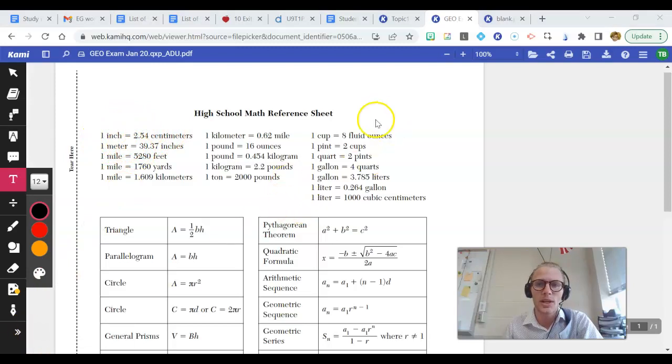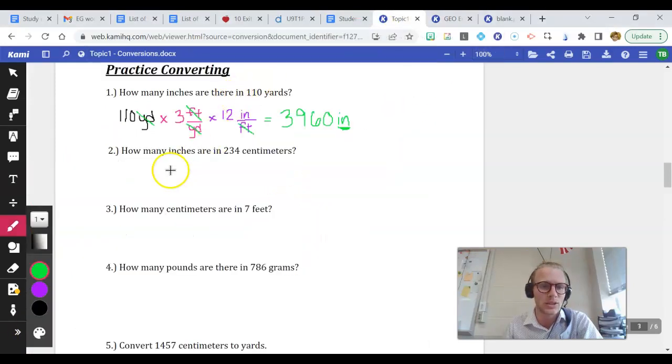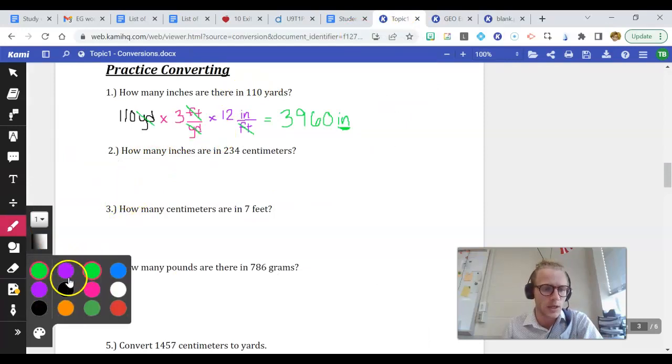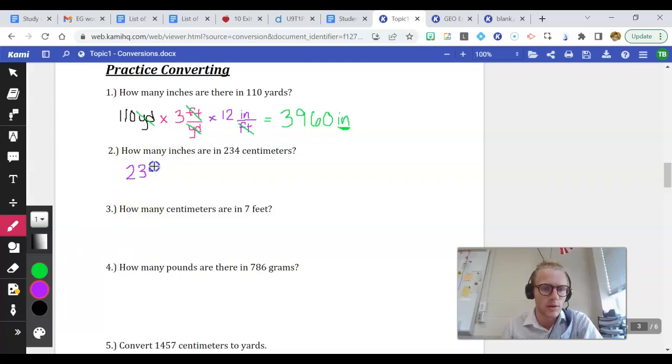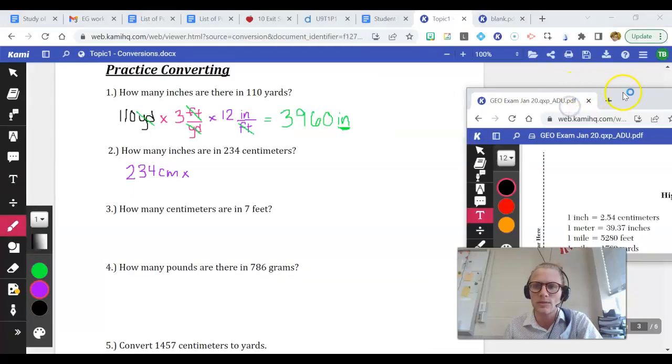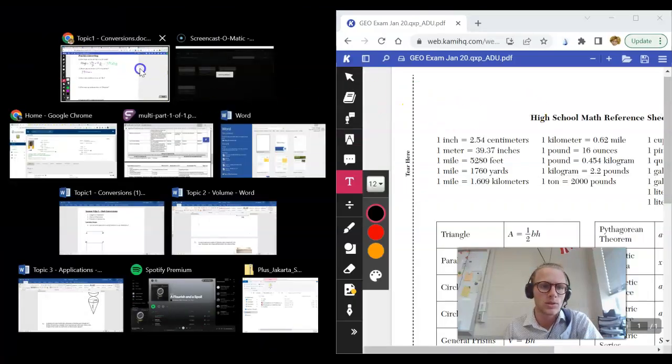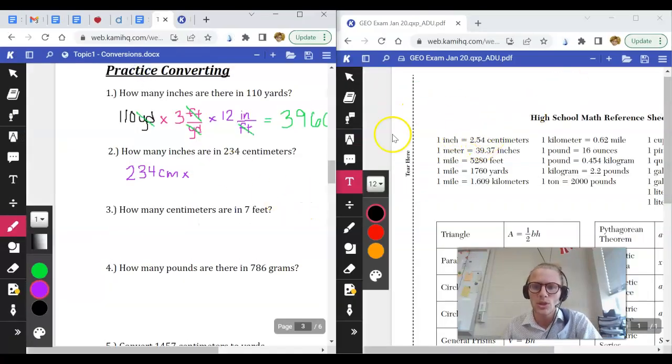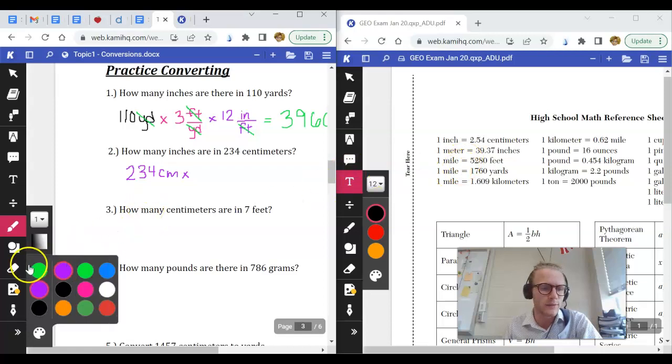So I'm going to come back over to my sheet and start with what I have. So I have that we have 234 centimeters. Now, I want to multiply this by something that has centimeters in the denominator because I want those centimeters to cancel out. So let me go back over to my reference sheet. Okay, so 1 inch is 2.54 centimeters.